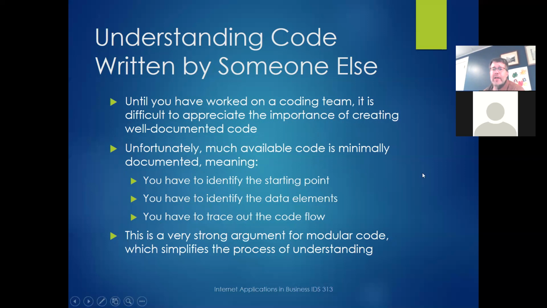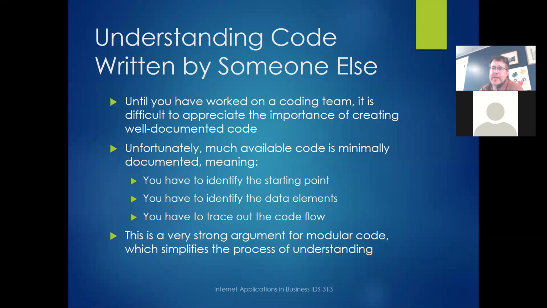Now, a lot of the available code you'll find online is minimally documented. So it means you've got to trace through it. You've got to identify the starting point. You've got to identify the data elements, trace out the code flow. And that can be a challenge as things get complicated. So this is actually a very strong argument for writing modular code, where you don't have it all in one big slug of text. Instead, you have little modules.